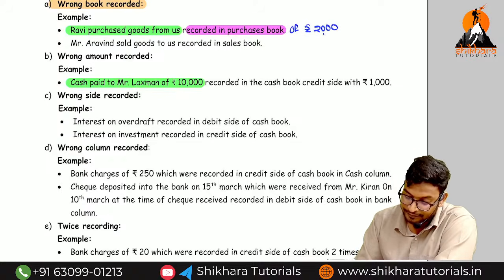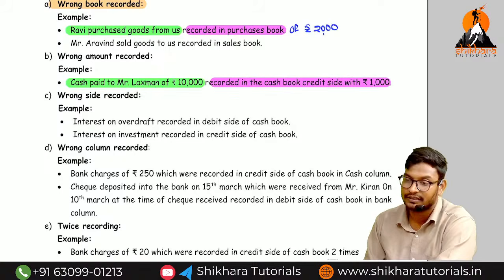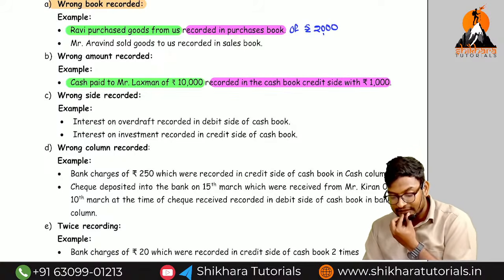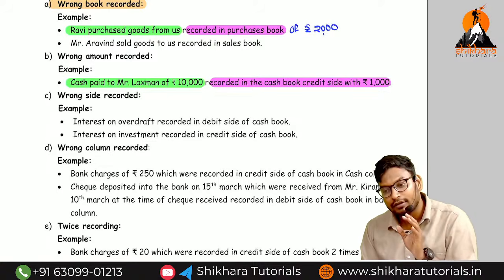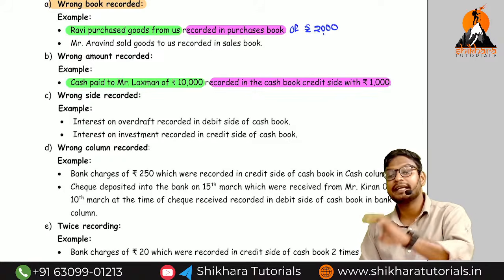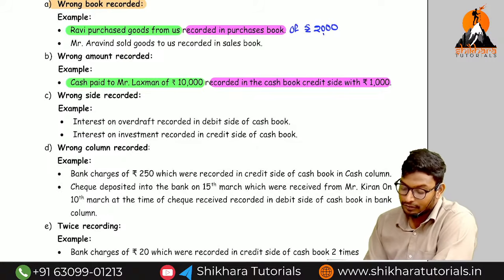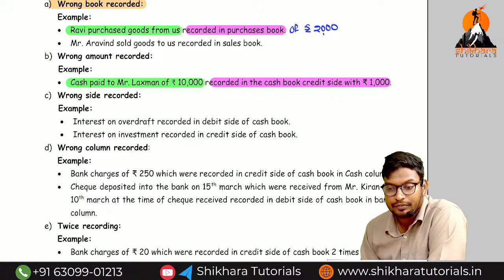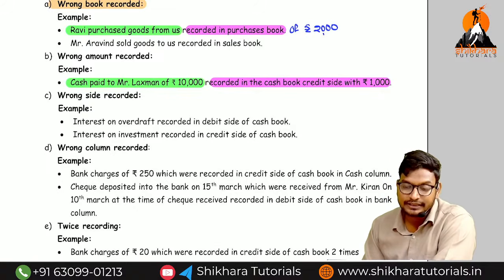What have they done? Recorded in the cash book, which side? Credit side with 1,000. Sir, cash paid to Lakshman. Okay, payment will be recorded on which side? Credit side. Okay, they have also recorded on the same side. So credit side, but instead of 10,000, they have recorded as how much? 1,000. So now entry correct, posting only is wrong. Are you getting the point? Entry correct, while posting they have done it wrong.